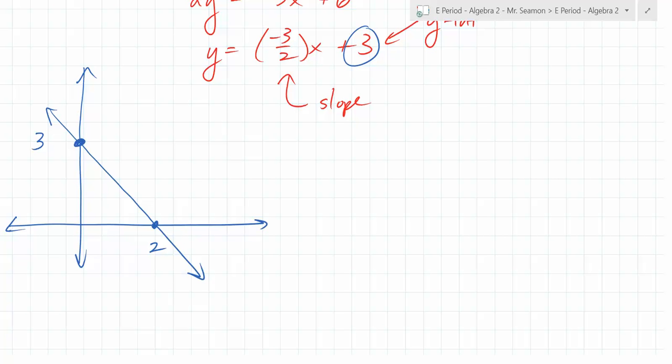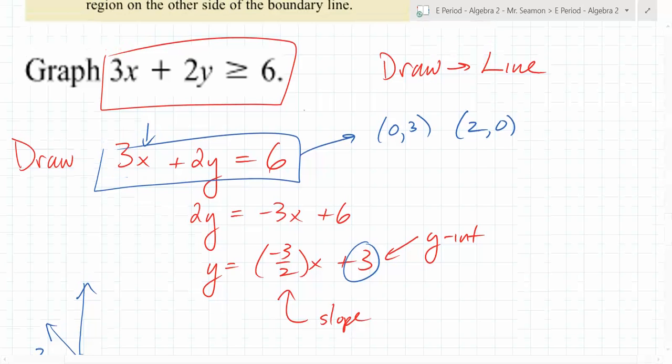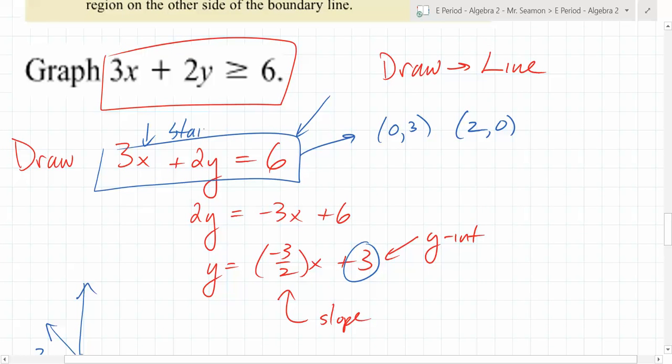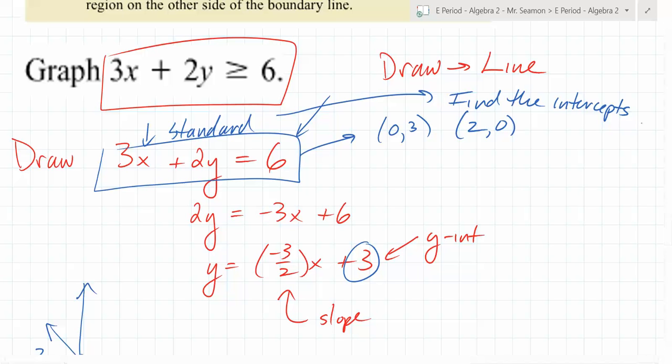Did we even have to know the slope? No. What form is this line in, by the way? This is standard form. If you see standard form, a really great thing to do is find the intercepts. If you're trying to graph a line and it's in standard form, find the intercepts and connect them. Then you're done.